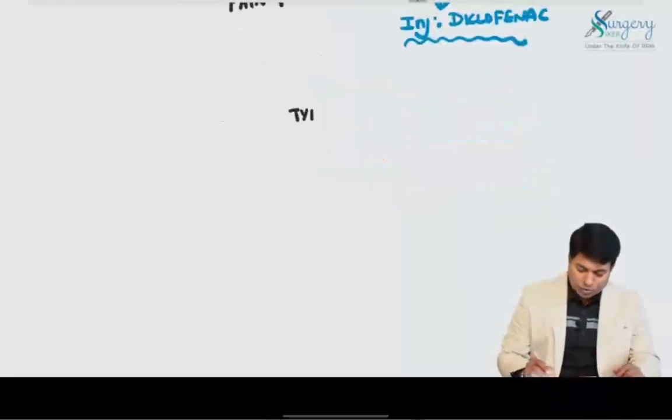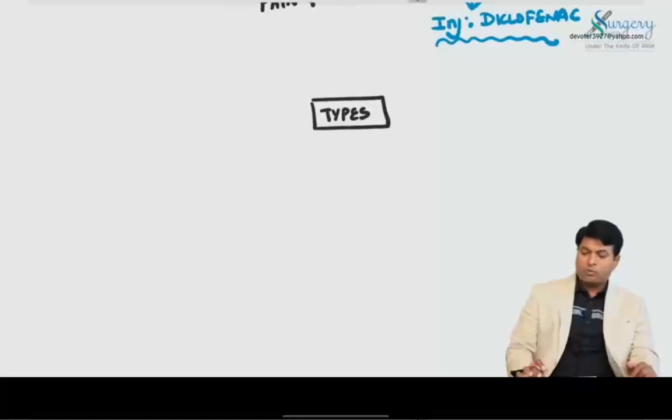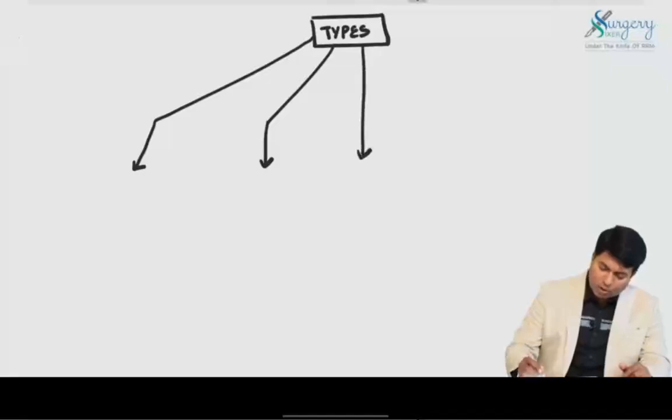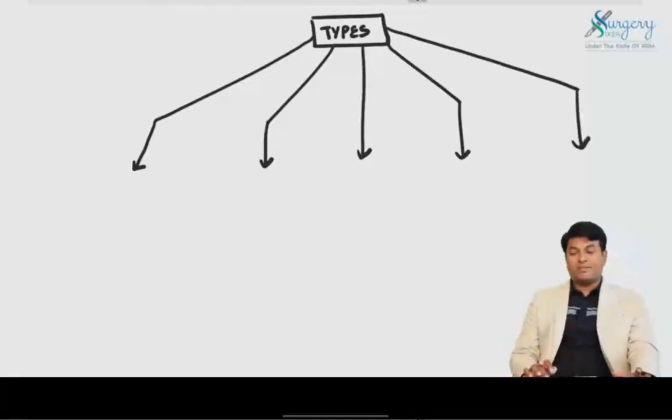And coming to the types of stones. What are the types of stones we have? Please remember the types of stones. I'm going to discuss all the types of stones. All are important for your exams. I'm going to discuss the 5 categories of stones now like a table.